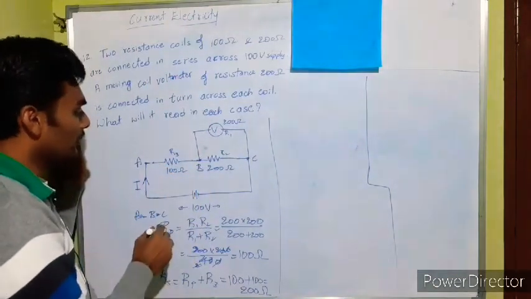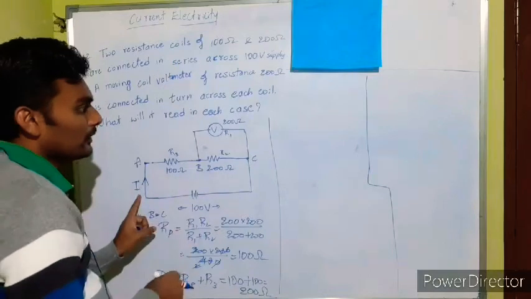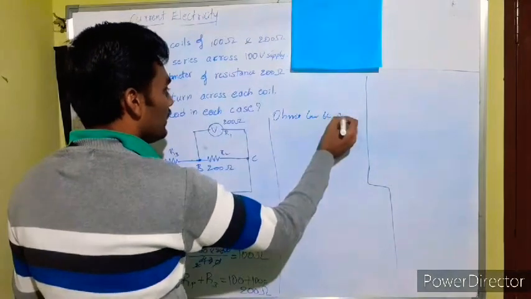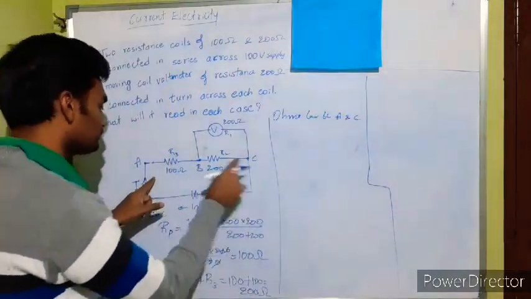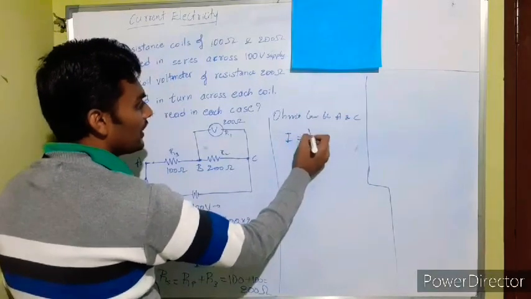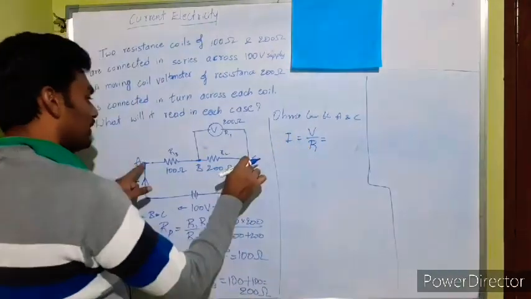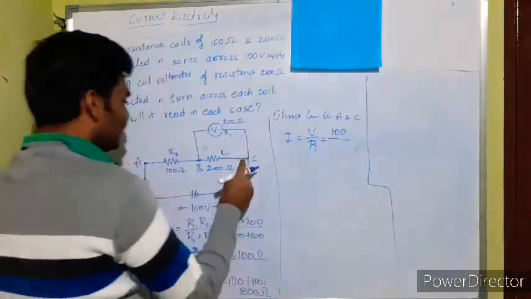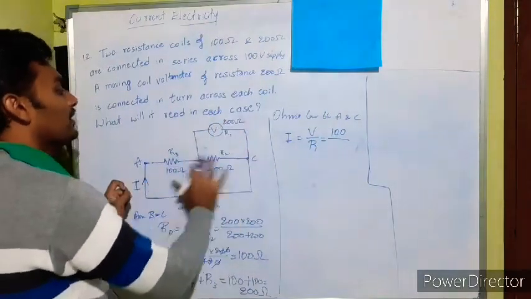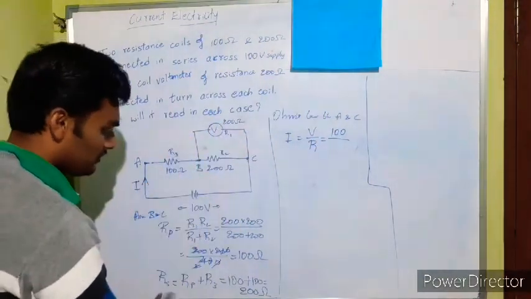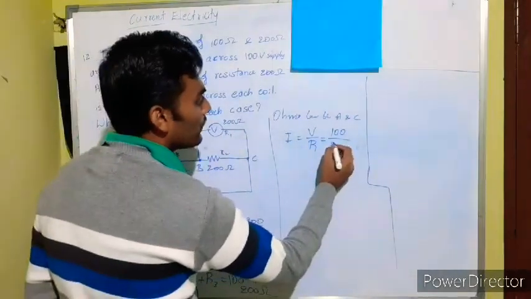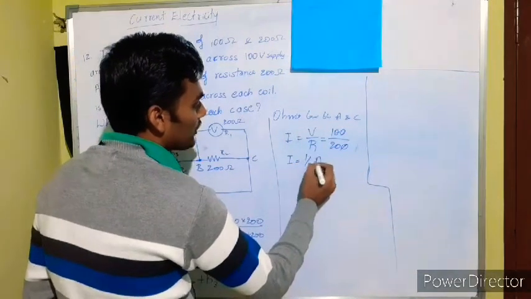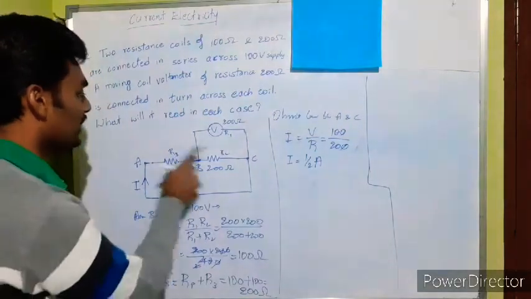Now what we are interested in is the current through the entire network. So applying Ohm's law between A and C, V is equal to IR, I is equal to V by R. The voltage across AC is 100 volt, that is what is supplied. The resistance across AC is the combination of all this, which we obtained as 200 ohm. So the current becomes half ampere, 1 by 2 ampere. That's the main current.